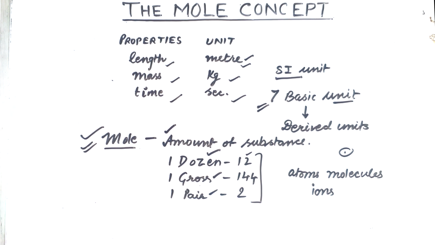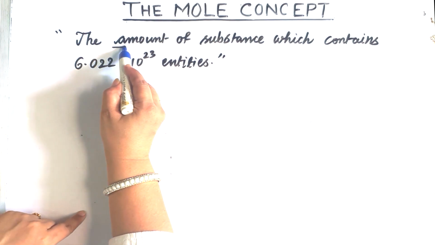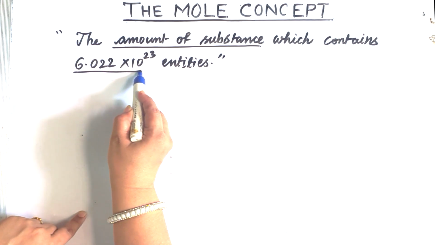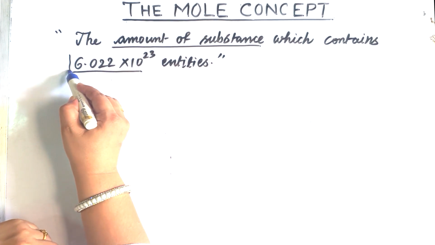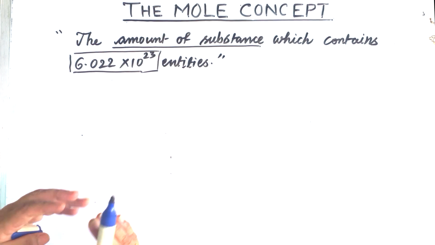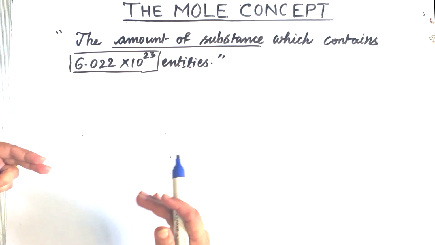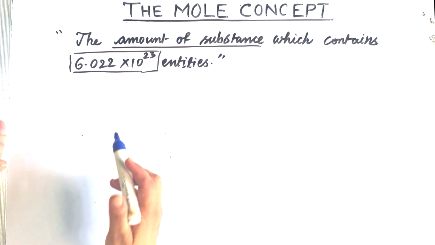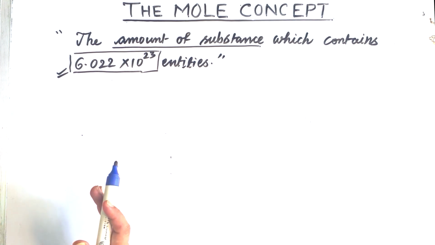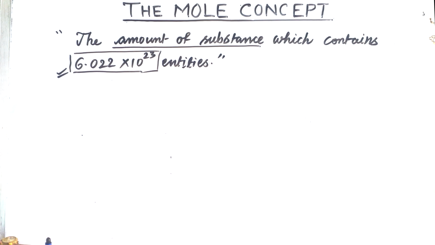Here is the definition of mole. The mole is the amount of substance that contains this number of particles: 6.022 into 10 raised to power 23 particles. These particles may be atoms or molecules or ions. Anything which is present in this number, we will call that substance 1 mole of substance. So this is the definition of mole.